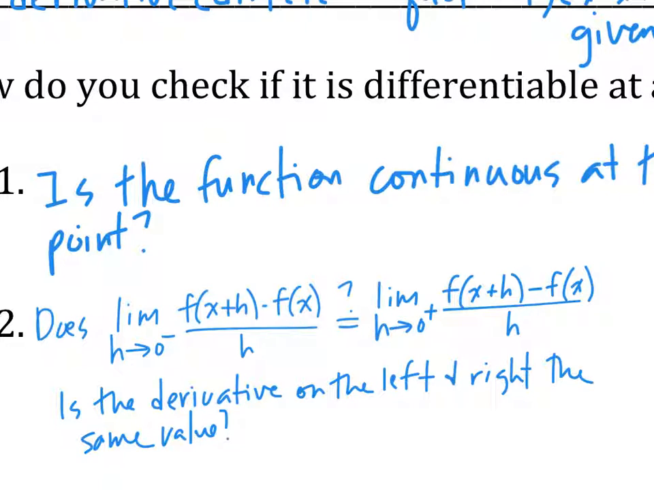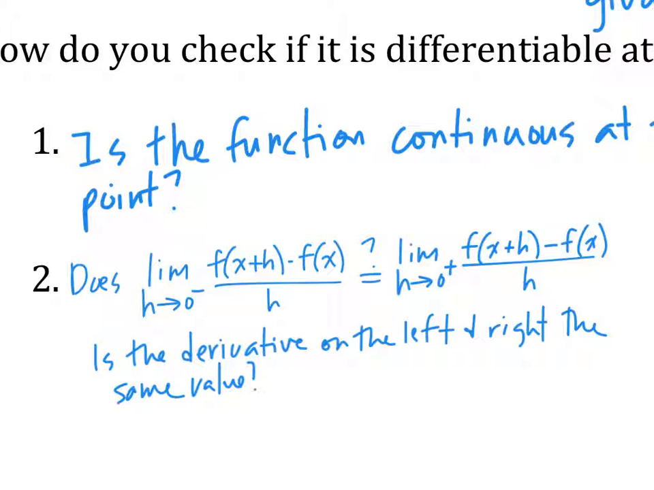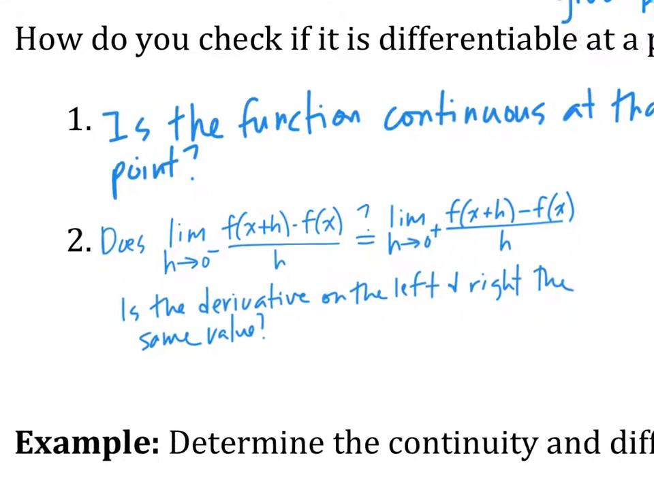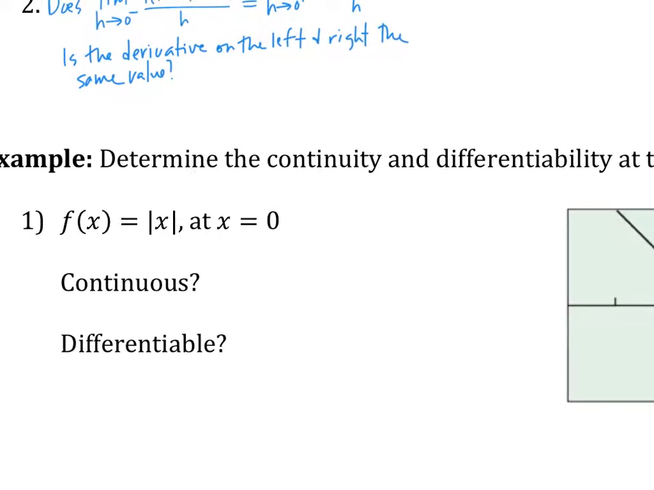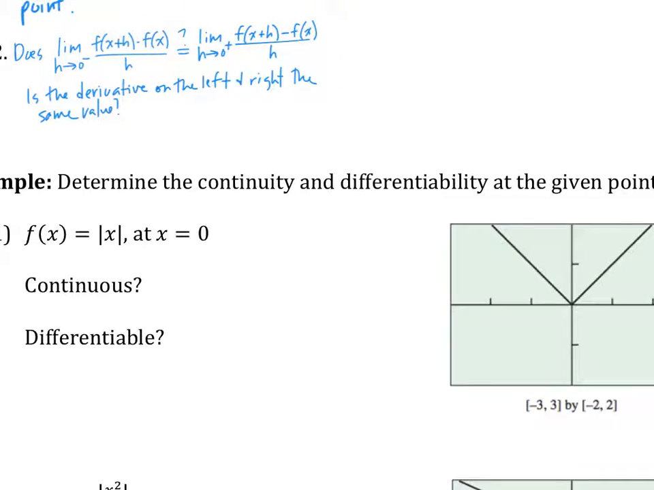Okay, let me go through 2 examples and I'm going to open up 2 questions. So again, 2 things to check to see if it's differentiable. Number 1, is it continuous? If it's not continuous, no derivative, for sure. Number 2, if it's continuous, then is the left-hand side and the right-hand side derivative the same? If it is the same, then it is differentiable. So determine the continuity and differentiability at a given point, because continuous does not mean differentiable.